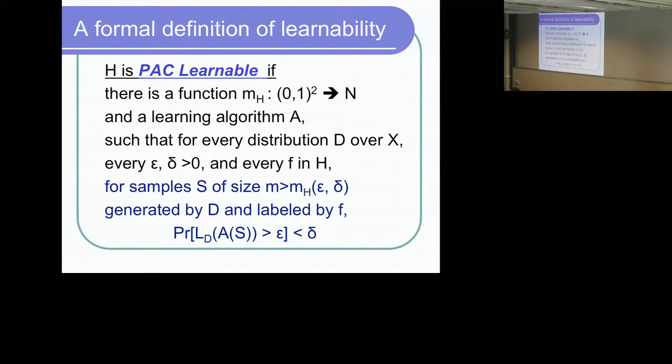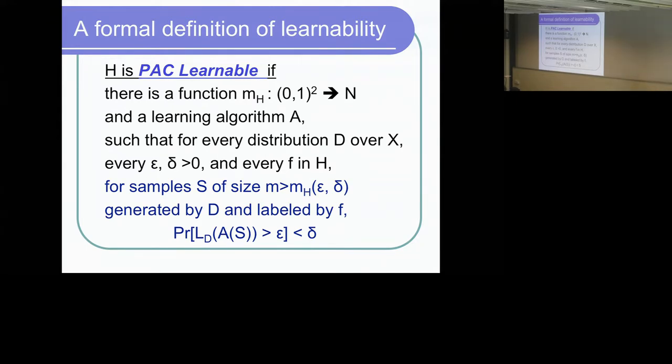So when do I say that the class is PAC learnable? If there is a function, which depends only on H, that takes two parameters and gives me a number. The meaning is that there is a learning algorithm such that for every precision and confidence parameters, epsilon and delta, I can calculate a number, m_H, how many examples I will need in order to get this precision with this confidence. And if my sample size is above this, then no matter what the probability distribution is, my probability of error will be at most delta.